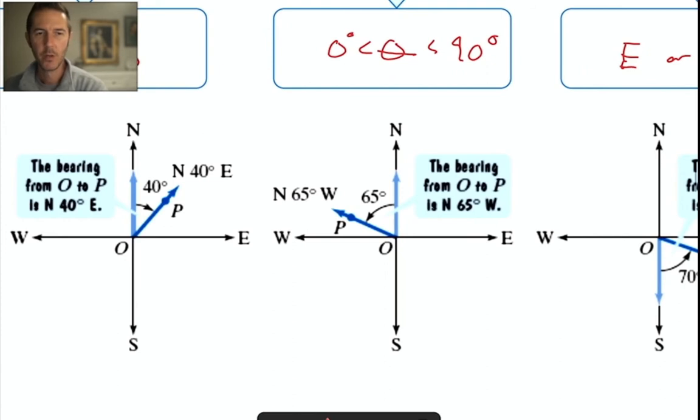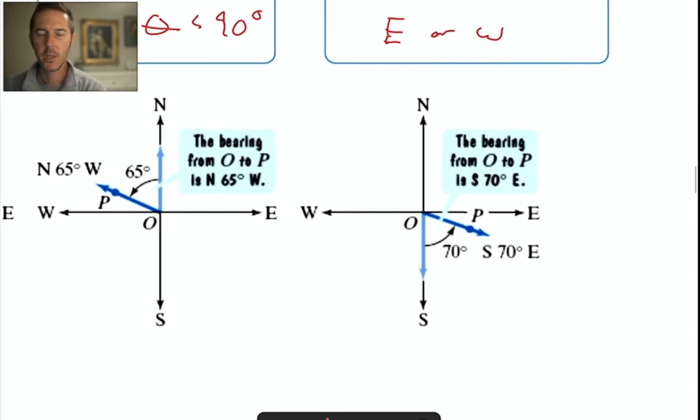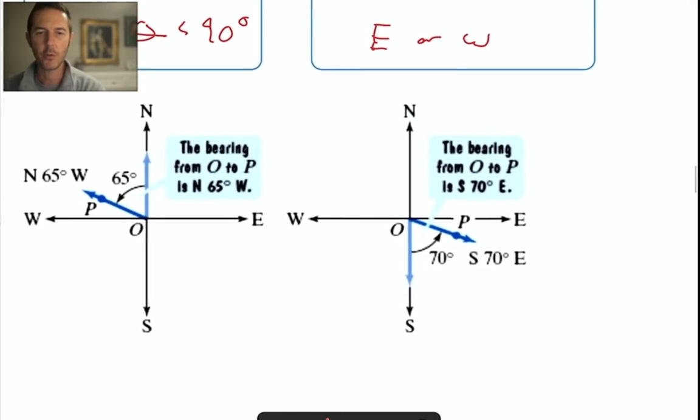Second example, we're starting out aiming north again, but this time we're rotating 65 degrees toward west, and then we will proceed in that direction. And here, in order to get into the 4th quadrant, we start out aiming south, and then rotate 70 degrees, in this case, toward east, and then off we go. All right.